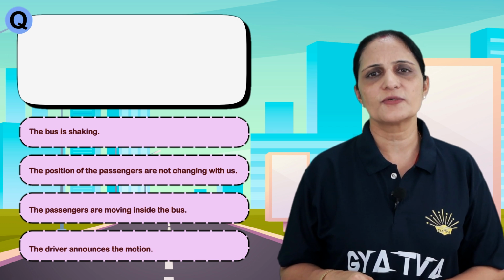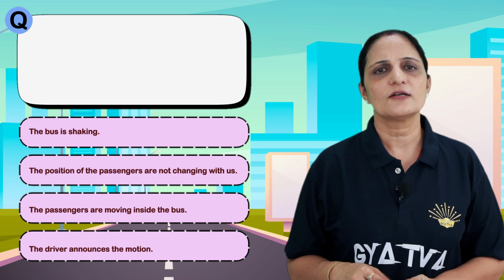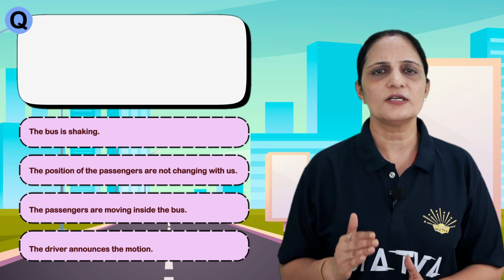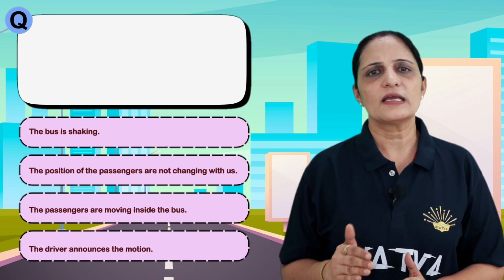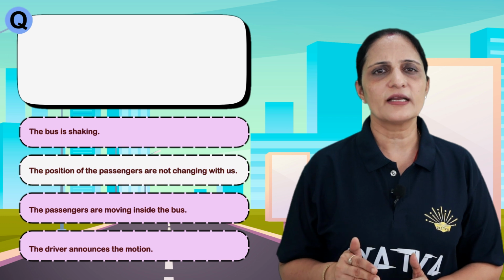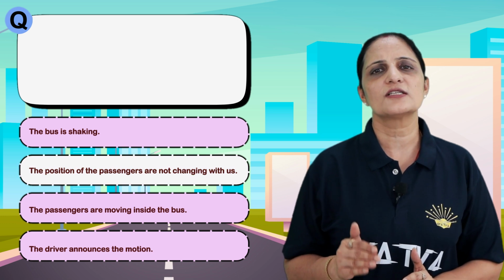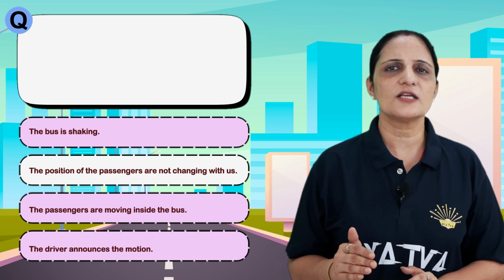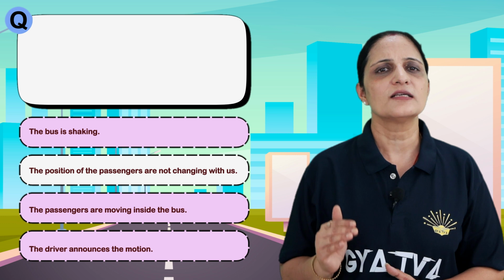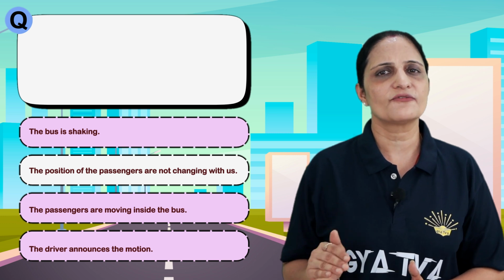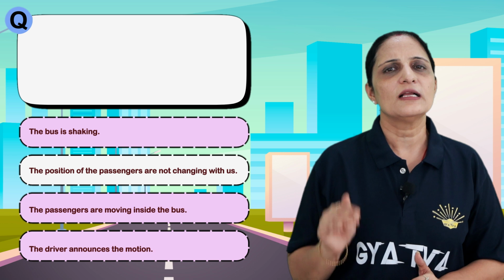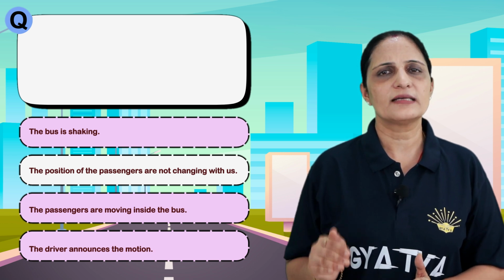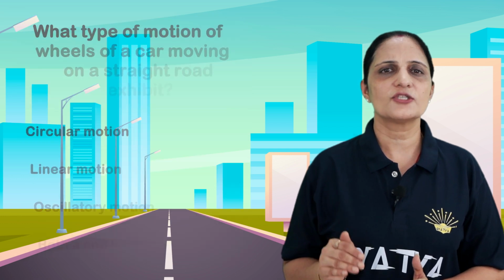Option B, the position of the passengers is not changing with us. Option C, the passengers are moving inside the bus. Or option D, the driver announces the motion. So the correct option is the position of the passengers is not changing with us. That is why you feel that the passengers in a moving bus are at rest, because with respect to the reference point or with respect to time, the position of the passengers does not change and you feel that they are at rest.